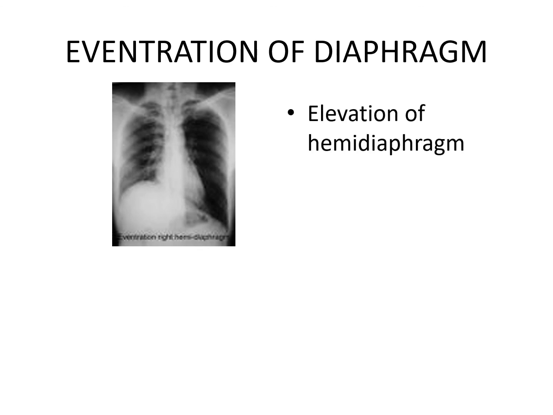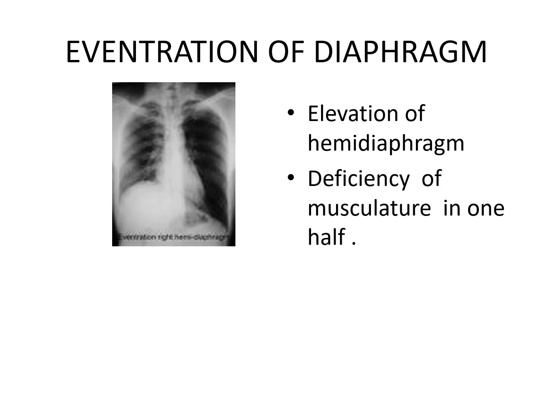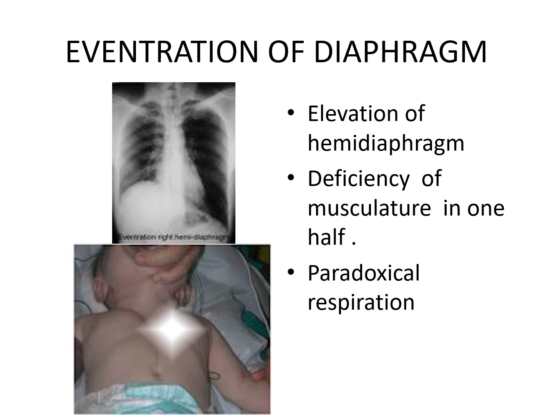Here there is elevation of the hemidiaphragm. It is usually due to the deficiency of musculature in one half, and the peculiar respiration which you see is the paradoxical respiration. That is, on inhalation the flail section of the chest will move inwards, and on expiration the chest will move outwards.